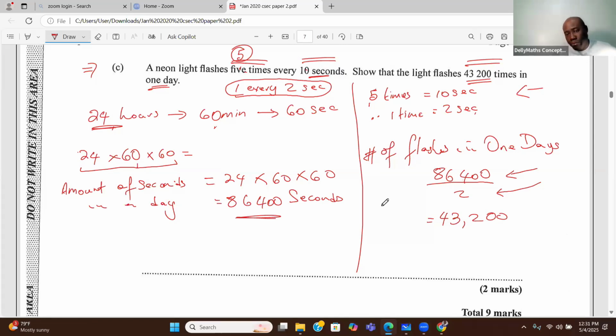Are we there? Yes, sir. Any question? Is it clear? Getting out the number of seconds in the day is very important, and then making the link in terms of the interval of flashes right here. You can just keep working your thing. It's up to you.